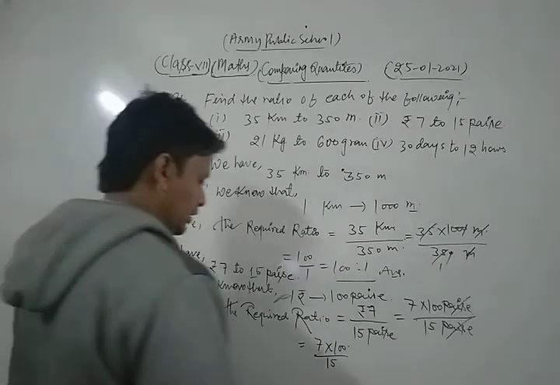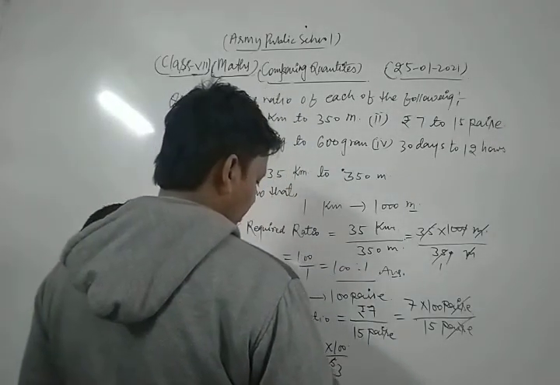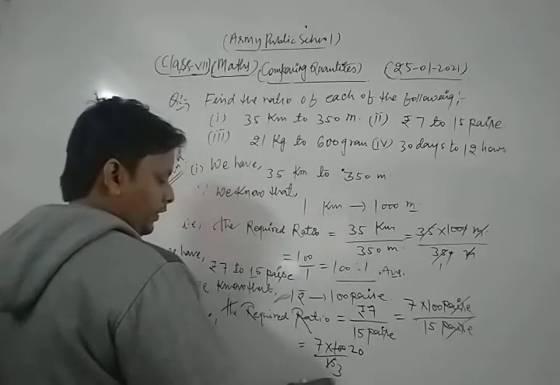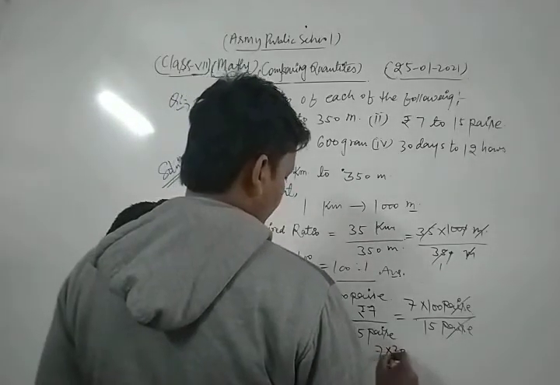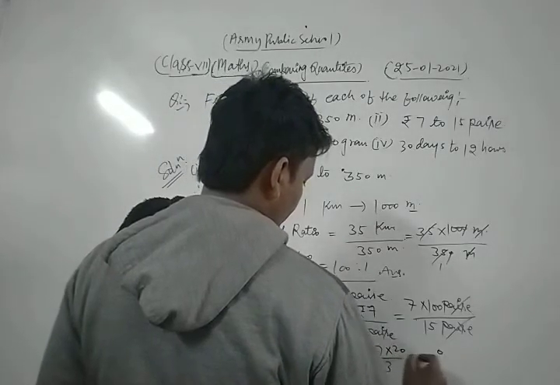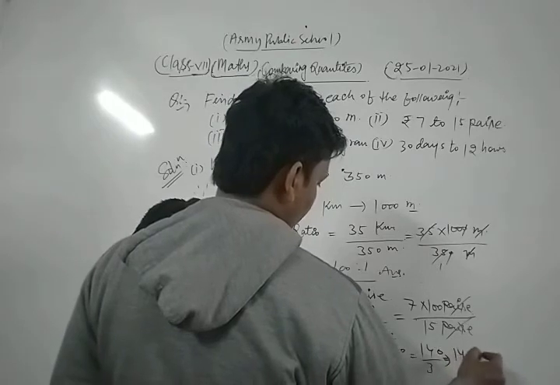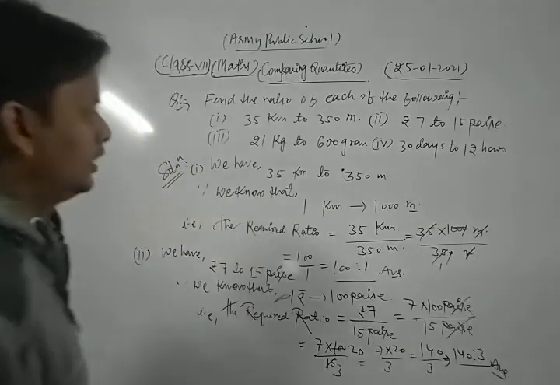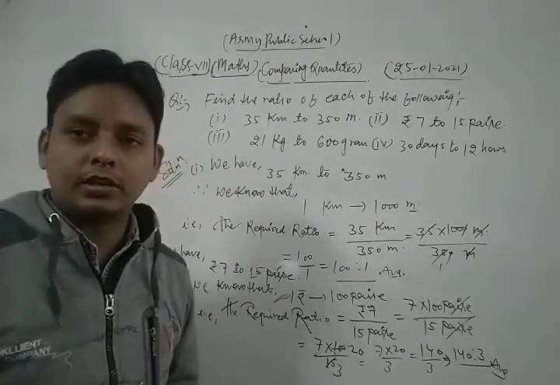Now let's see. 5 3s are 15, and 5 2s are 10 and 0, right as it is. Now we get 7 into 20 upon 3, that is 140 upon 3. That is the required ratio, 140 ratio 3. So this is our required solution of the given question. Okay, dear students.